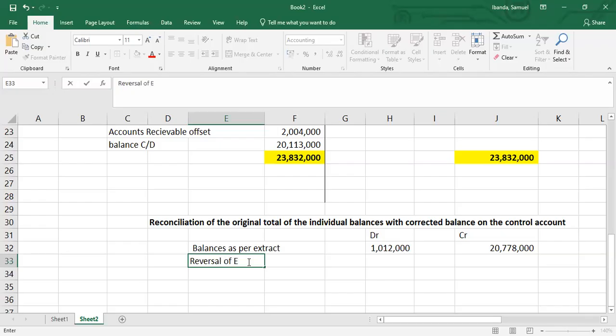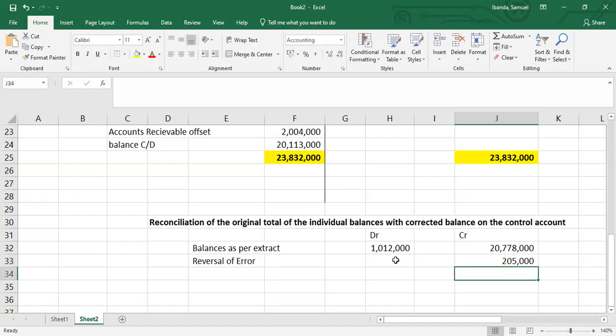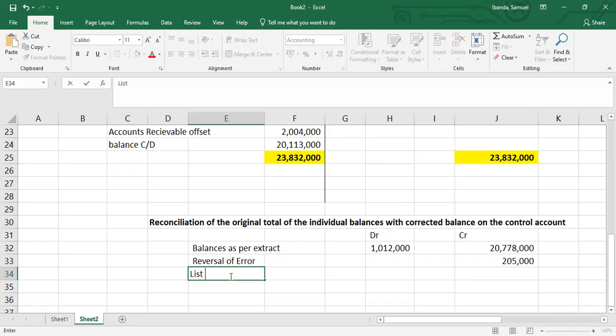Reversal of error. So the first 205 should actually be recorded right there. Okay, and then we should now list the balance, which is the 205, which should be credited. I hope you get the principle.